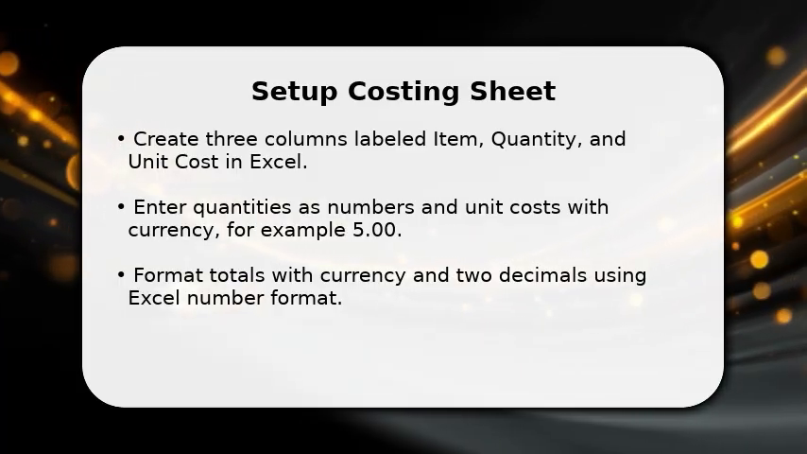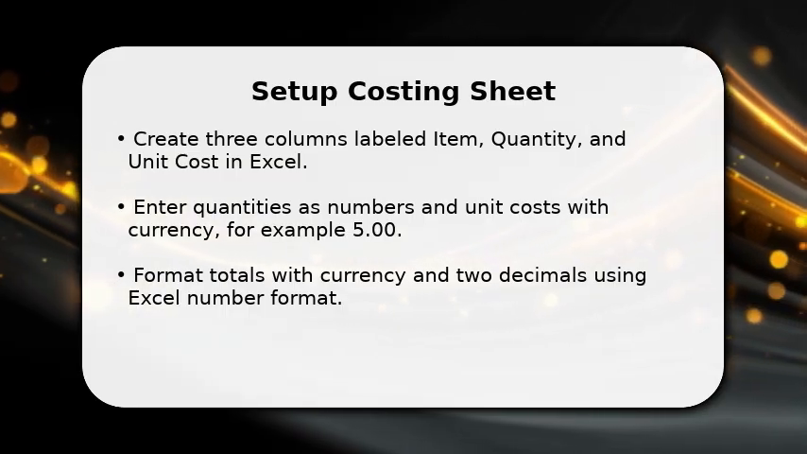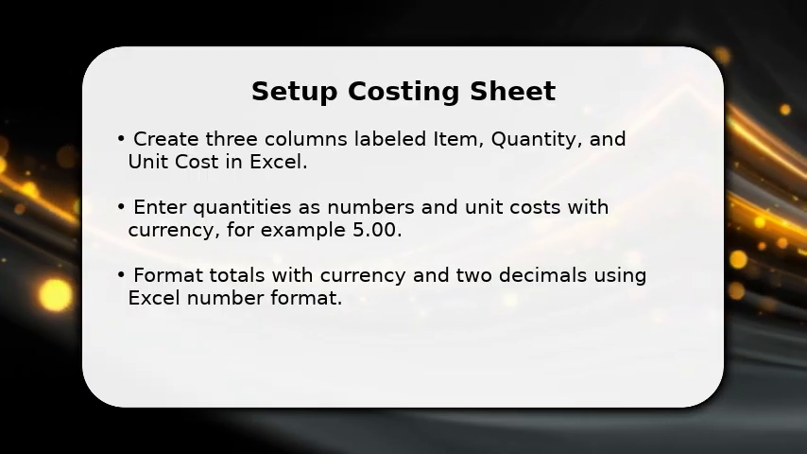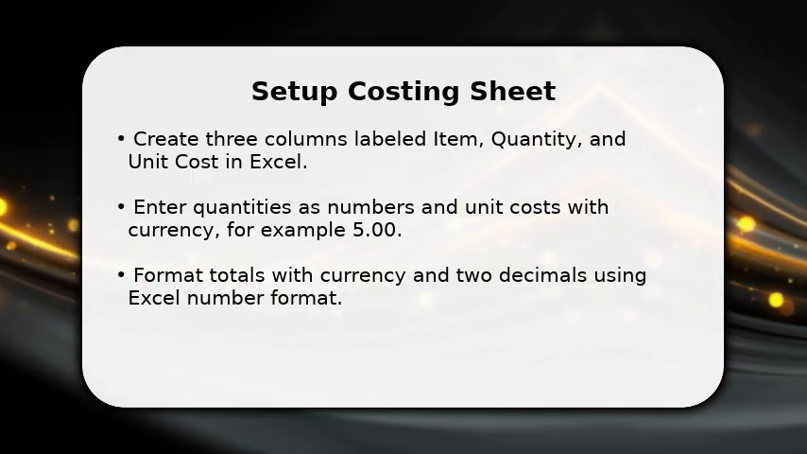Open Excel and create a simple table to track costs. Create 3 columns titled Item, Quantity, and Unit Cost. Enter each product name in the Item column and press Enter. Put numeric values in quantity and unit costs as currency, for example 500.